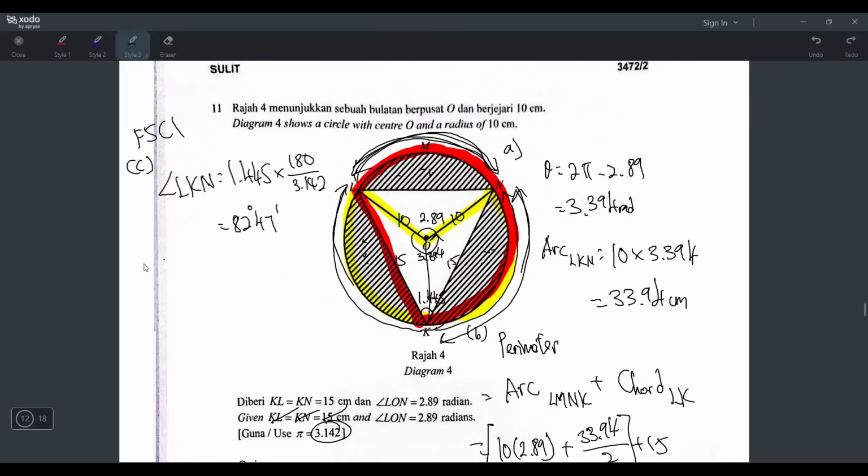Now you can find the area of the shaded region. First is to find the area of the circle. Okay, area of the full circle, everyone should know this. The formula is pi r squared.